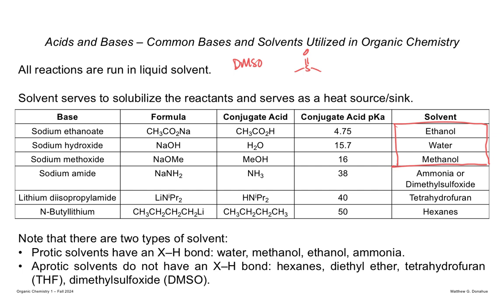And now the last two, we have tetrahydrofuran, which is a cyclic ether, and then the alkane hexane.